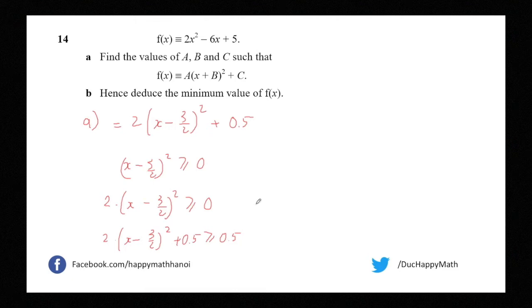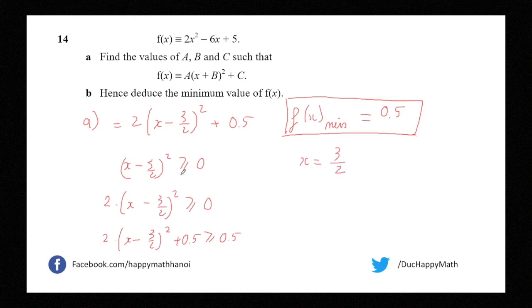So the minimum of f(x) will be equal to 0.5 when x equals 3 over 2. This one has to be equal to 0, so f will indicate the minimum value of 0.5.